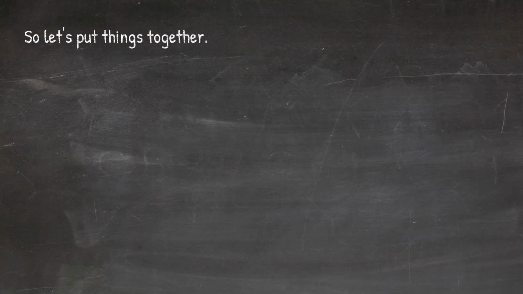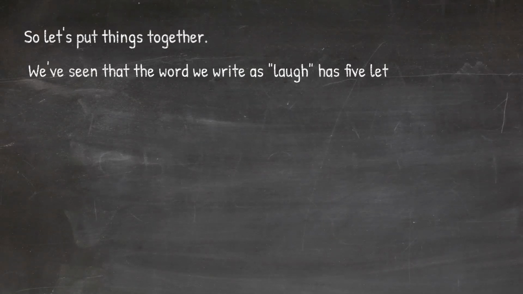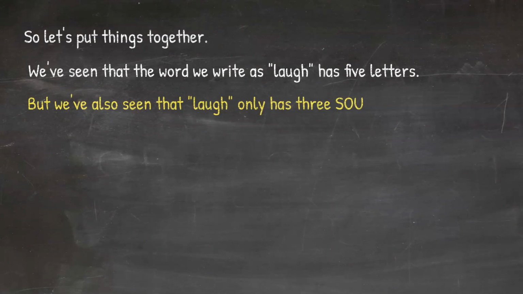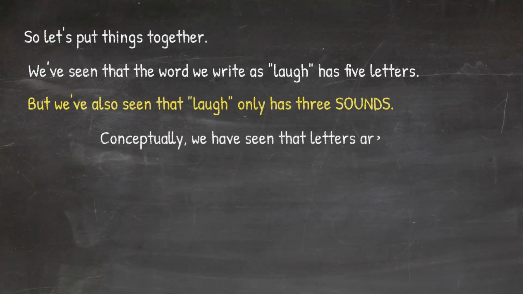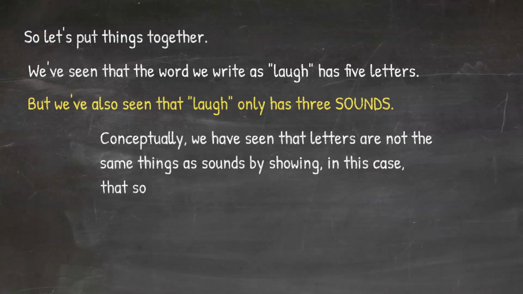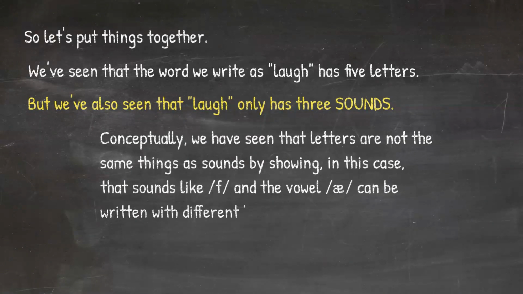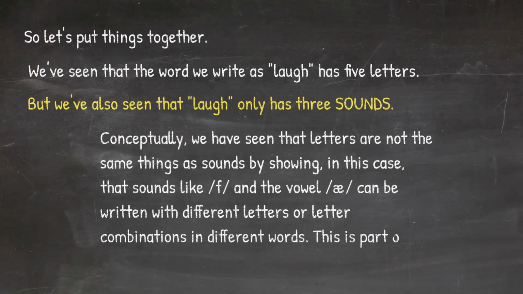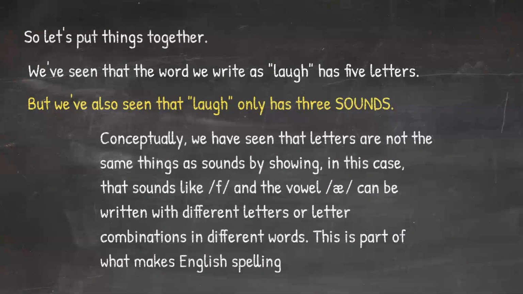So let's put everything together. We've seen that the word that we write as laugh has 5 letters, L-A-U-G-H, but we've also seen that laugh really only has 3 sounds. Conceptually, then, we've seen that letters are not the same as sounds, and we've shown this by showing how sounds like F and the vowel A can be written with different letters or letter combinations in different words. And this, in fact, is part of what makes English spelling so very, very tricky.